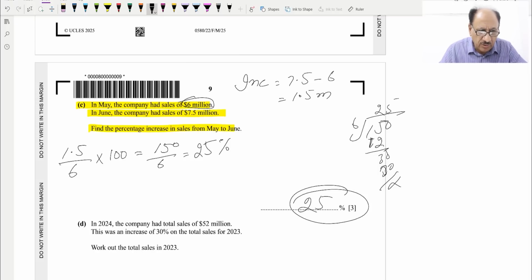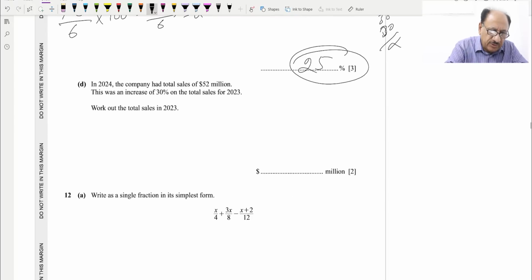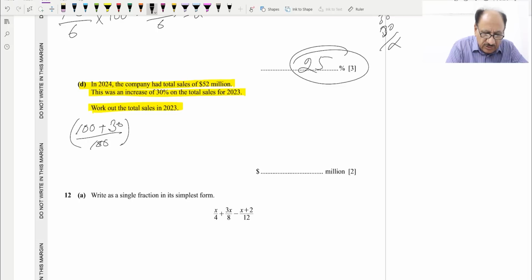Hopefully you understood this. Now for D part says in 2024 the company had total sales of 52 million. This was an increase of 30% on the total sales for 2023. Work out the total sales in 2023, reverse percentage question. So we can write 100 plus 30% increase over 100. This is how we are increasing by percentage, and X is the original amount which we don't know, and this is 52 million which is provided over here in 2024.